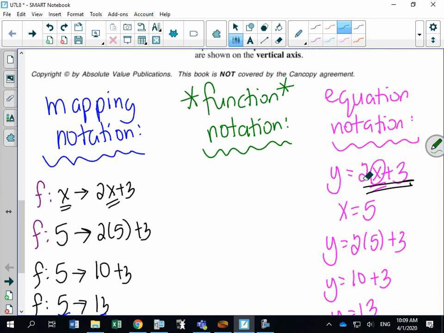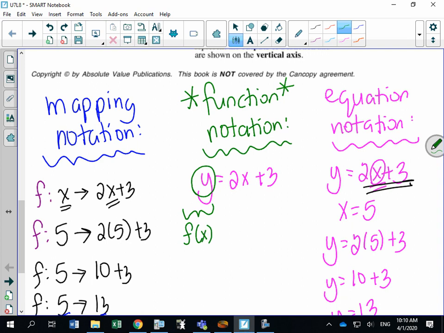Okay, so what is function notation? Function notation is taking the equation y is equal to 2x plus 3. And the only difference, literally the only difference between equation notation and function notation is how we write this y value. If we are doing function notation, I take out that y value and I put in f bracket x.